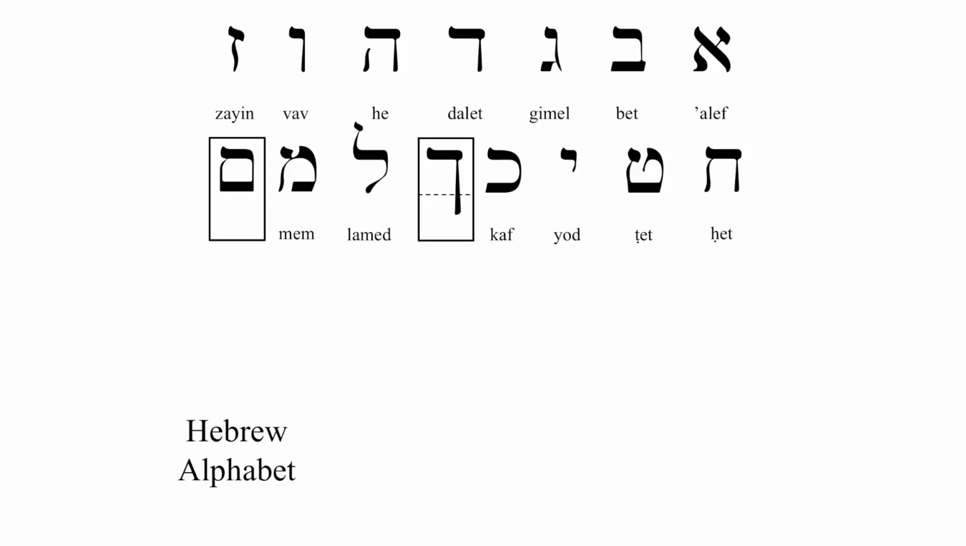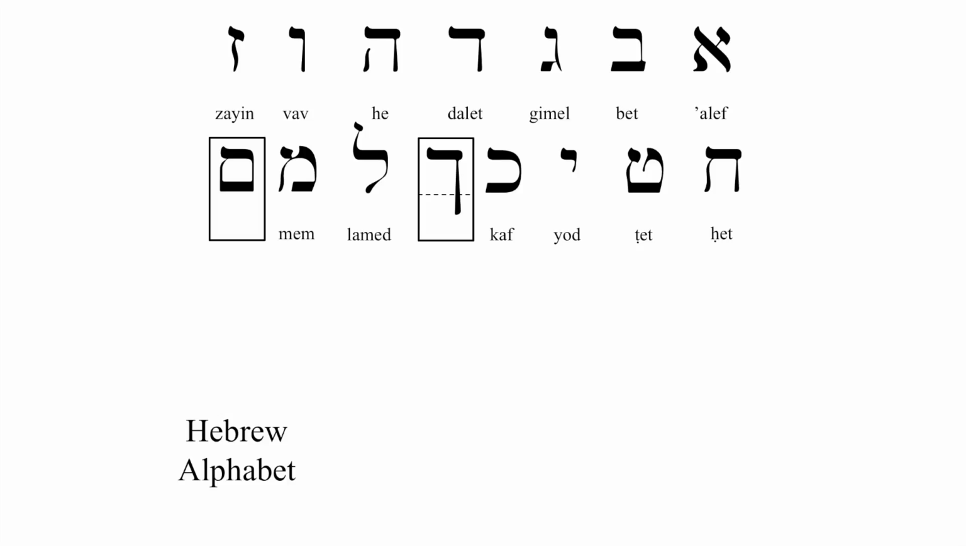The kaf and the mem, you'll notice, have two forms that are in boxes. What this means is that these letters are the letters that are used when they appear at the end of a word. So, if the letter kaf appears at the beginning of a word, it will take the normal form. If it appears in the middle of a word, it will take the normal form. But if it appears at the end of the word, it will take the final form.